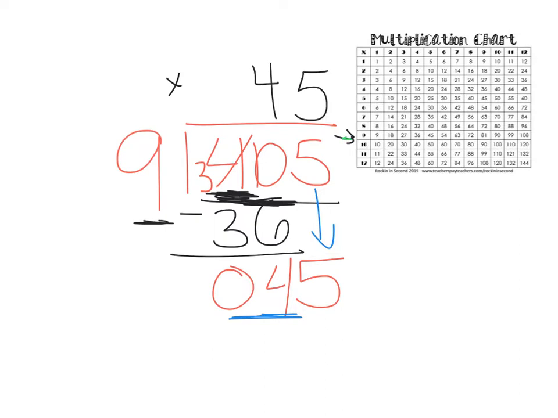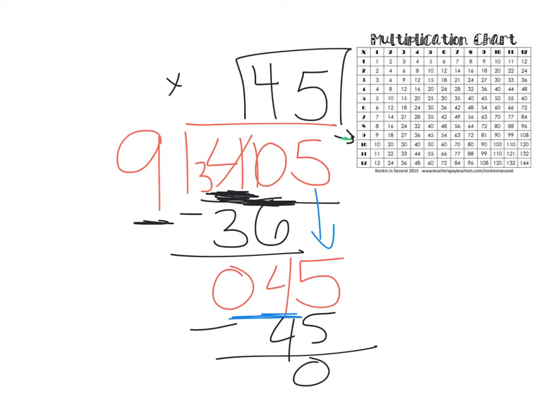We do our multiplication. 9 times 5 is 45. Subtraction, and we have 0. Therefore, 45 is our answer.